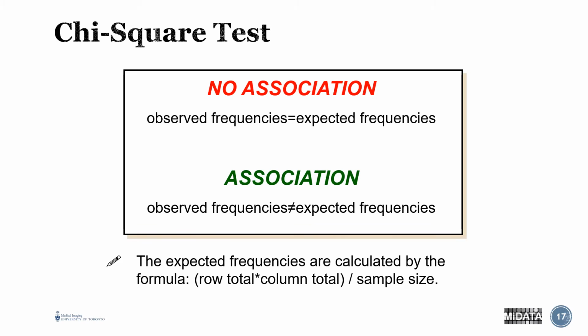And so we perform a chi-square test, which we've already mentioned in the previous lectures. When you perform a chi-square test, no association would mean that the observed frequencies equal the expected frequencies. Whereas an association, very simply, means that the observed frequencies do not equal the expected frequencies. Now, you don't have to do any calculations by hand, but just to know, the expected frequencies are simply calculated by the formula: the row total times the column total for that cell, divided by the sample size.